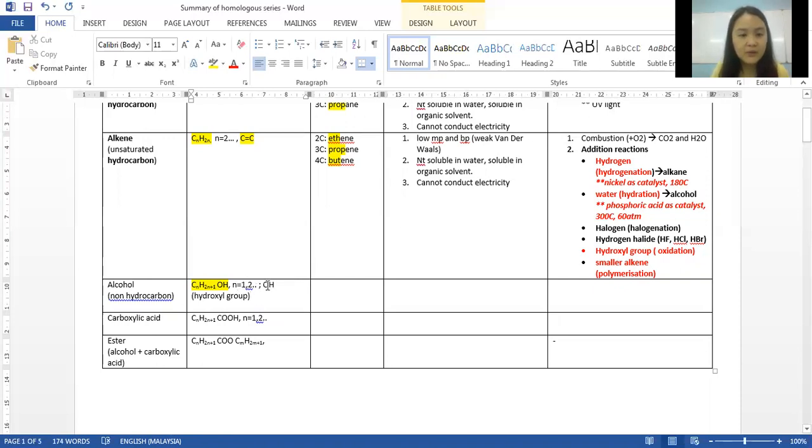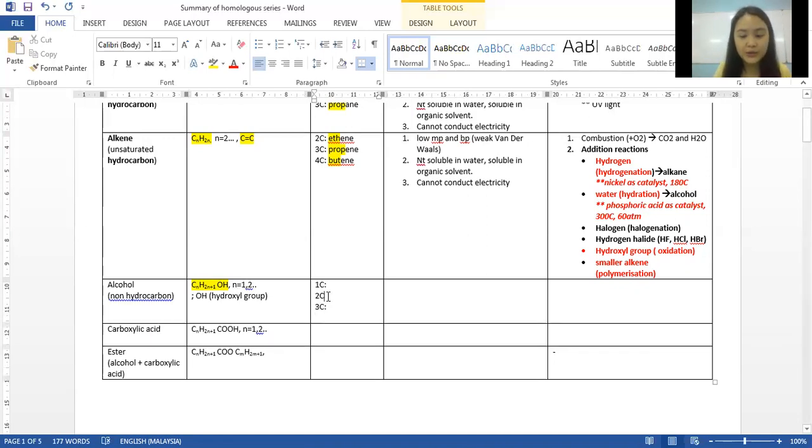Now, from the list over here, you can see that n starts from 1 onwards, which means to say the first member of alcohol has 1 carbon. The next member has 2 carbon. Then you have 3 carbon, so on and so forth. Right? So now let's try to name the first 3 members.